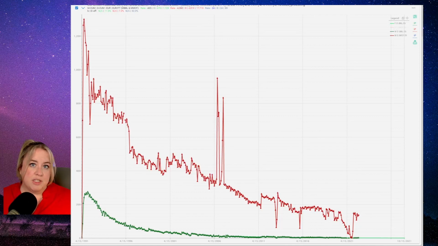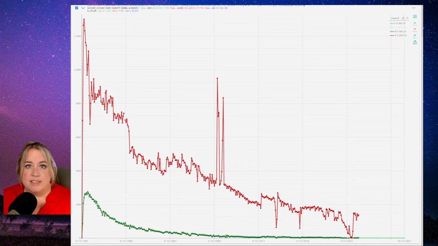So here we have a typical decline profile for a vertical well as it starts producing and then as it starts to decline over time. So that's what we're talking about when we're talking about declining wells. They are literally declining in value and declining in production volume.